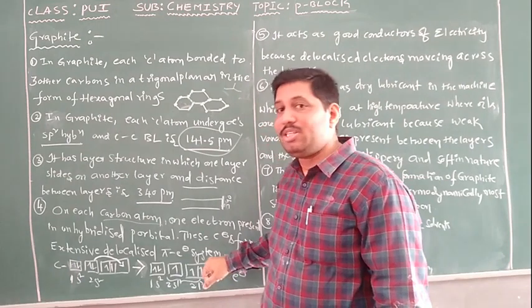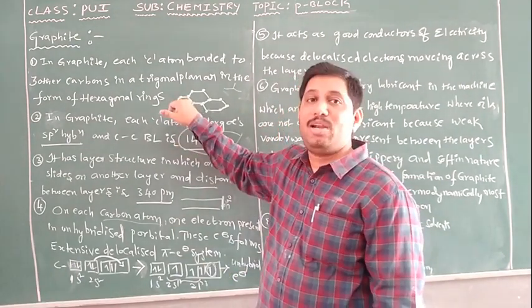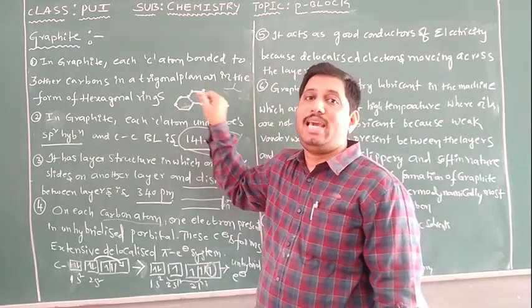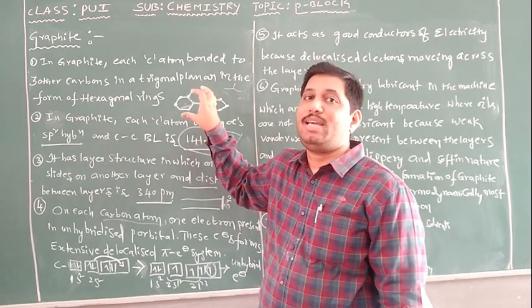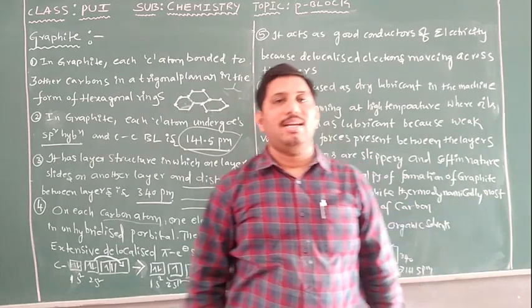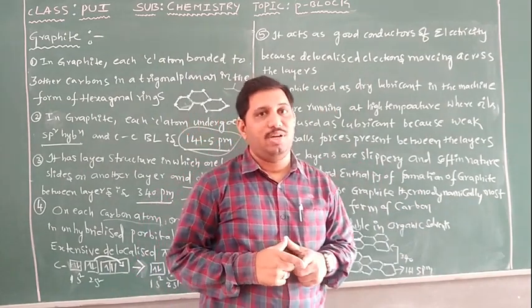That is, the unhybridized electron present on each carbon atom moving across the layer. Movement of electron takes place. Therefore, graphite can act as a good conductor of electricity. Here is one interesting point, student.